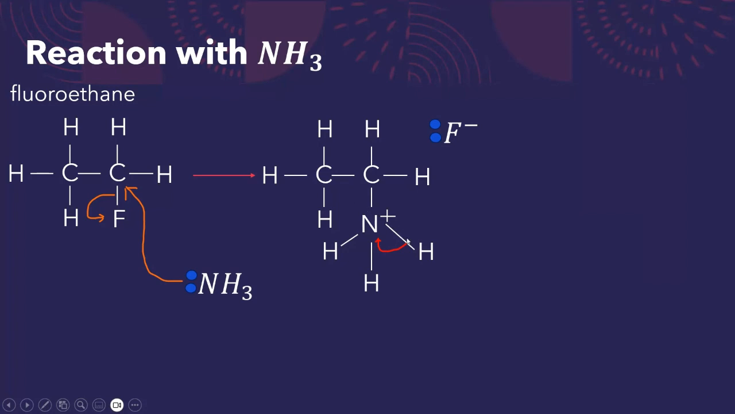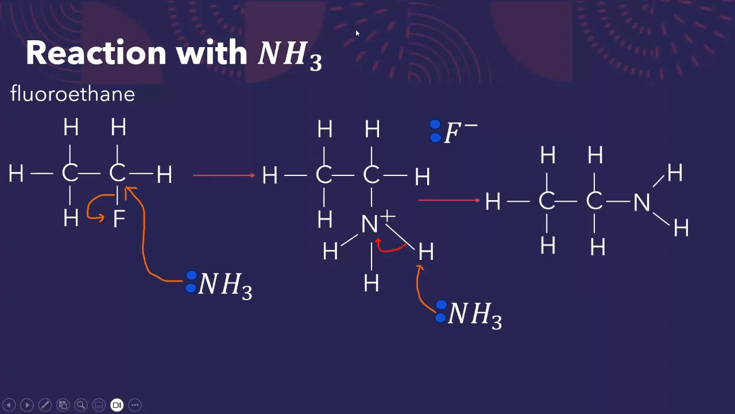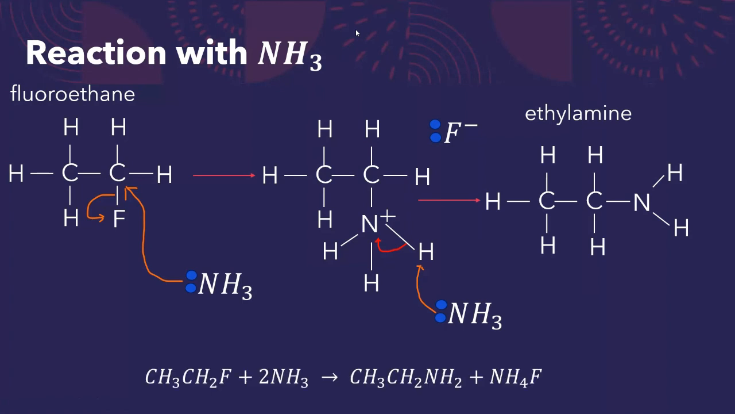And one of the bonds between the nitrogen and the hydrogen breaks, and the electrons go onto the nitrogen. And also, there's a second ammonia which accepts this hydrogen, but you don't actually need to draw any of this. But if you want to flex, then you can. And this forms an amine. This one in particular is called ethylamine. And this is the equation. Notice there are 2 ammonia molecules.